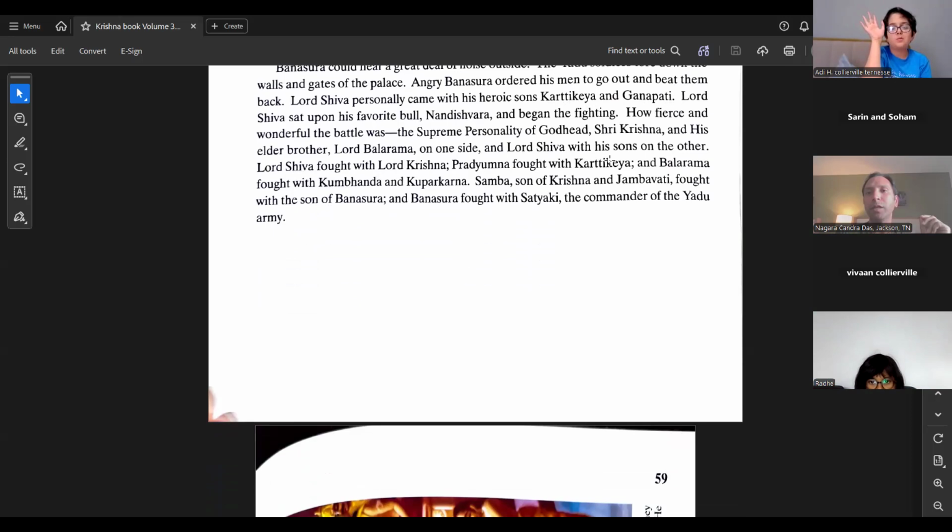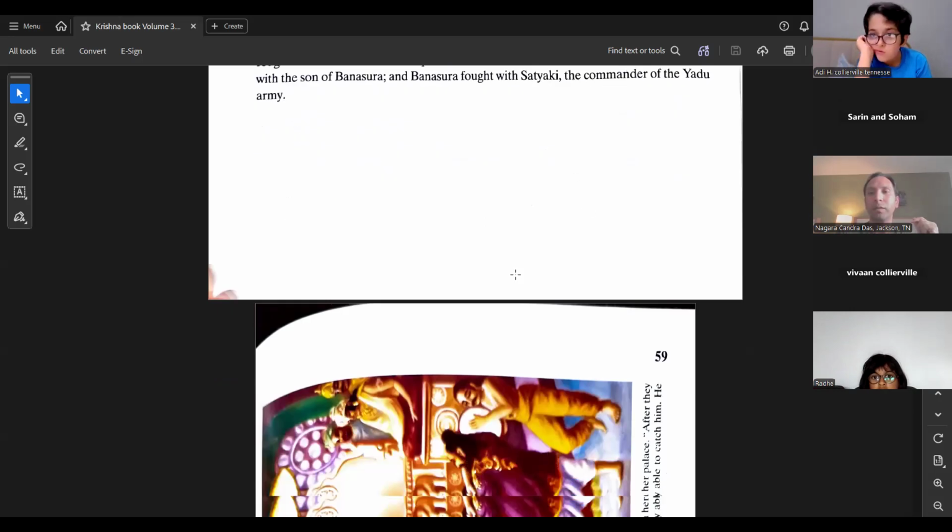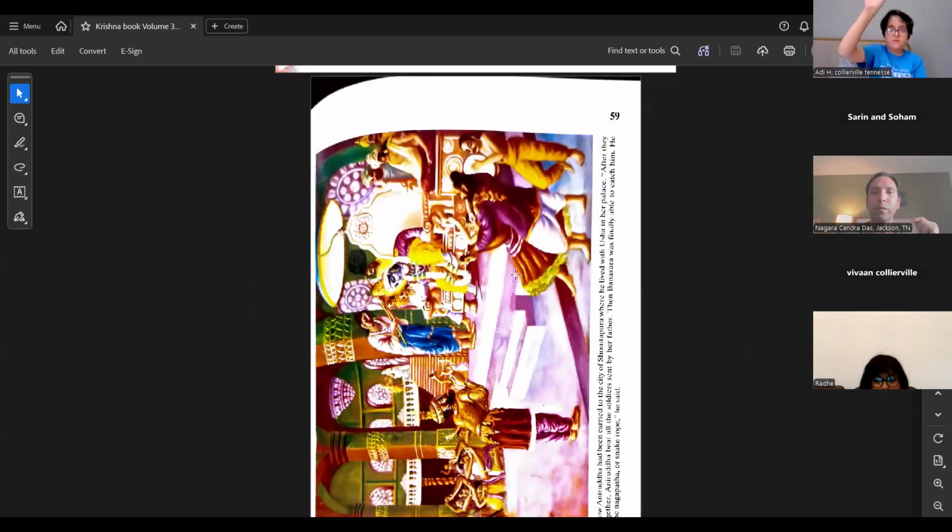Pradyumna is fighting with Kartikeya. Pradyumna is the father of Aniruddha and the son of Krishna. So he's fighting with the son of Lord Shiva, Kartikeya. And Balram is fighting with Kumbhakarna and Kupakarna. And then Samba, who is another son of Krishna, was fighting with the son of Banasura also. And then Banasura is fighting with Satyaki, the commander of the Yadu dynasty. So a big fight is ensuing.